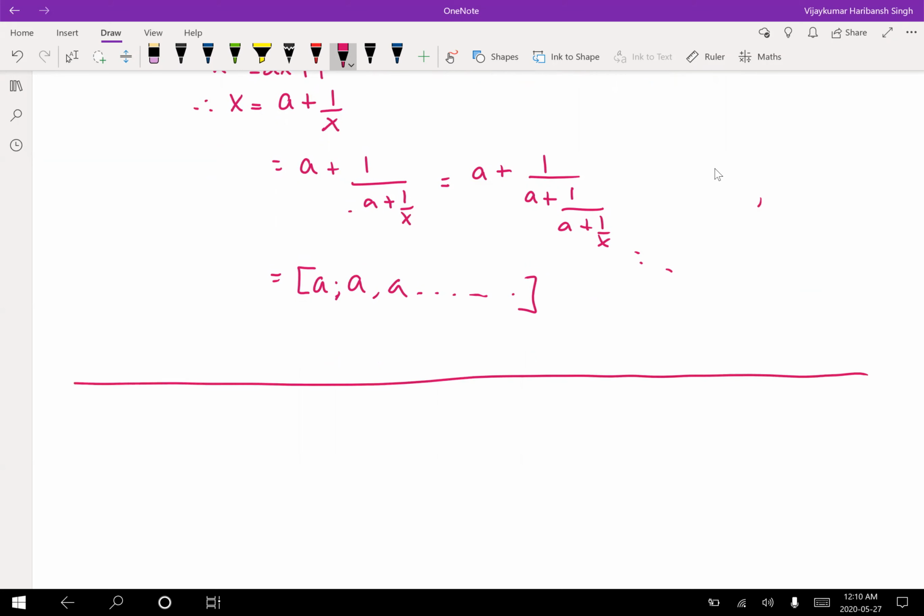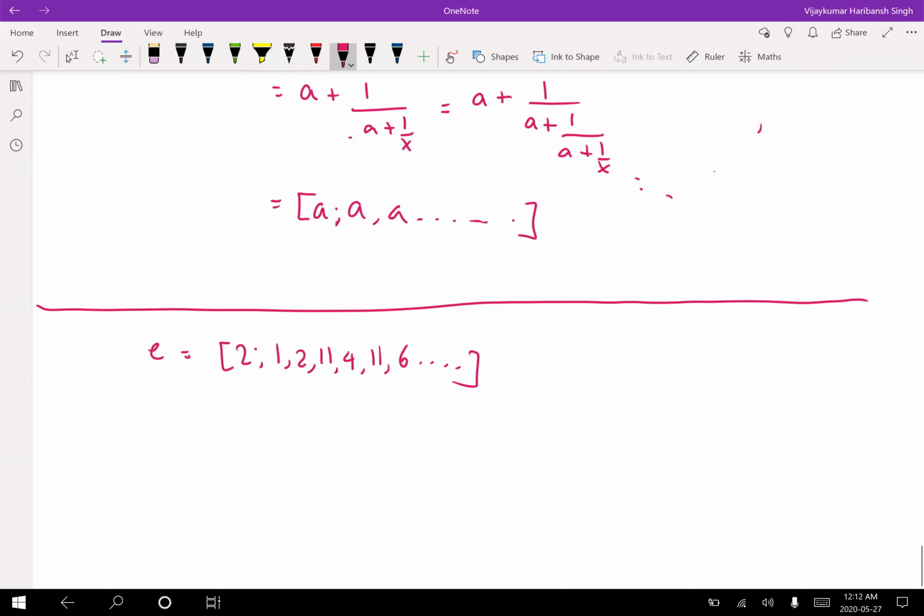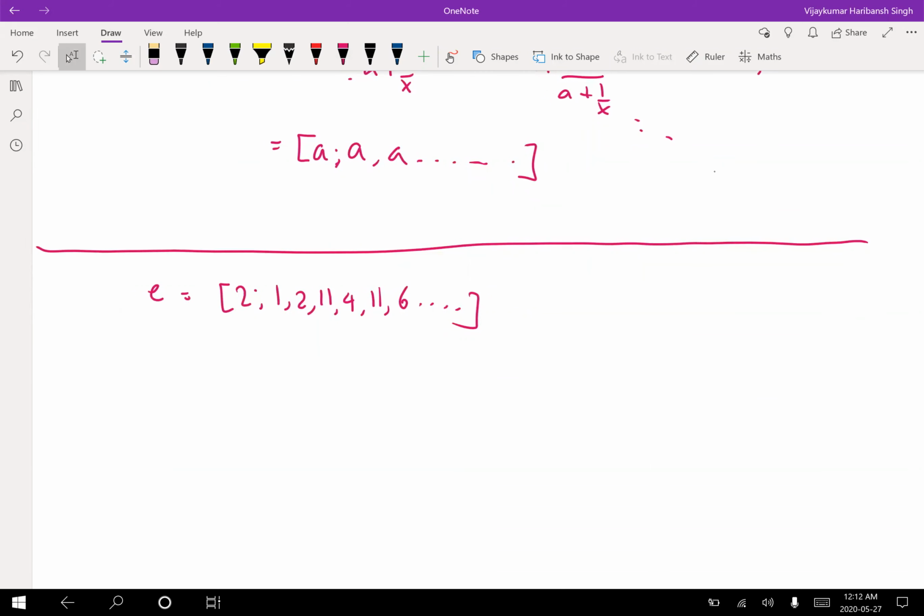Now, there are a few interesting numbers for which the continued fractions are very well known, 2, 1, 2, 1, 1, 4, 1, 1, 6, and so on, right? So that takes care of the continued fraction. Now you should be able to solve the problems from the assignment. Thank you for your attention.